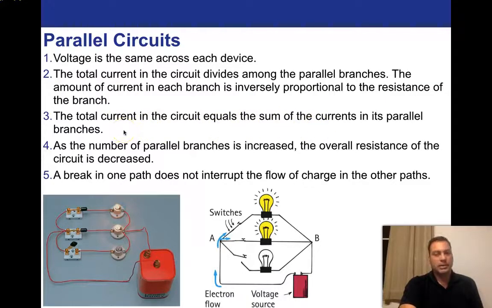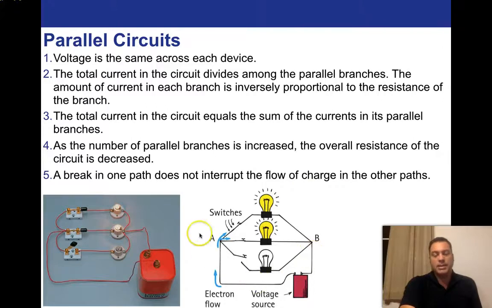So this is slightly different than we were just talking about, right? As the number of parallel branches is increased, the overall resistance of the circuit is decreased. In other words, it's almost like opening the pipe up. As you open up more switches, as you open up more lines that are in parallel, the resistance drops pretty fast, actually. A break in one path does not interrupt the flow of charge in the other path.